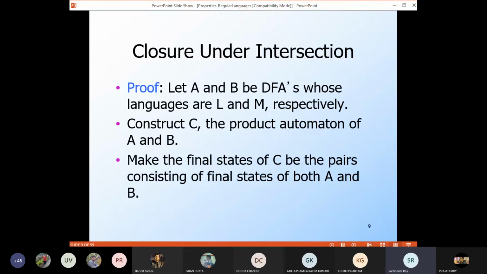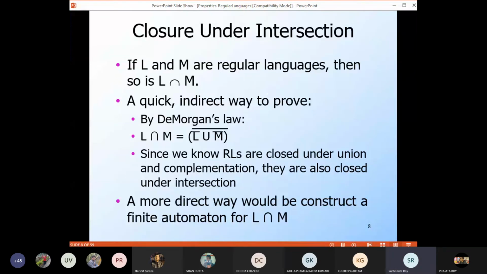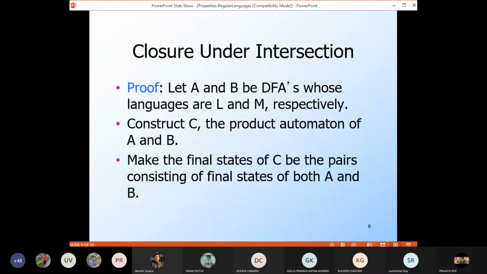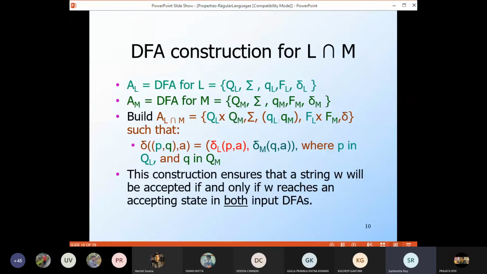So closure under intersection. Remember, we are discussing the intersection operation, that means intersection of two sets. You can see it consists of all those strings which are in both L and M, if you are looking at L intersection M. Okay, so let's construct a product automaton, and the final states of C, that is the product automaton, will be the pairs consisting of final states from both A and B. A and B are the given input automatons. Okay, so how do we formally define it in terms of the 5 tuple? You know that all automatons are defined by a 5 tuple.